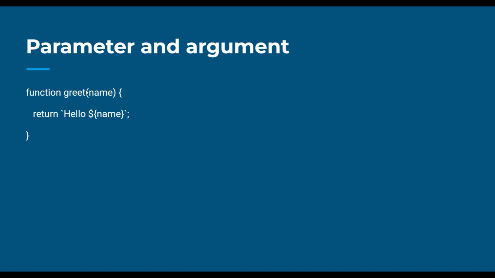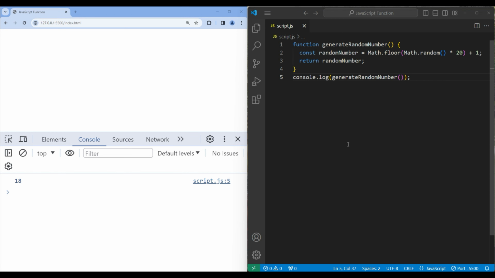Here, we have a function called greet with a parameter named name. Now, when we call the greet function and pass in an argument like John, the name parameter inside the function will take on the value of John. When you check the browser, it displays the message "Hello John" in the console. Now, let's check them in action.